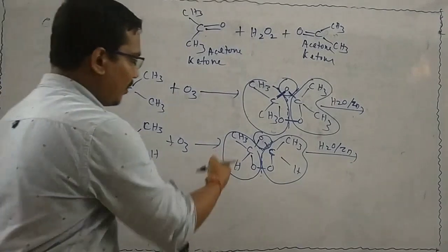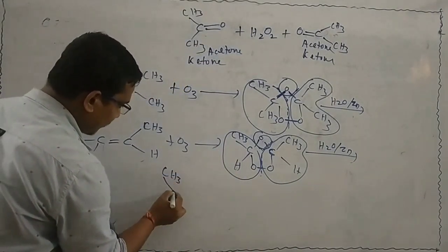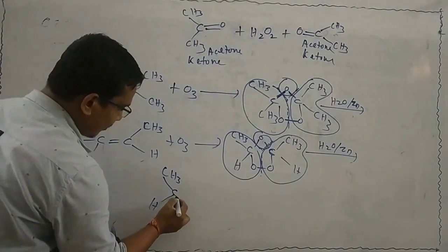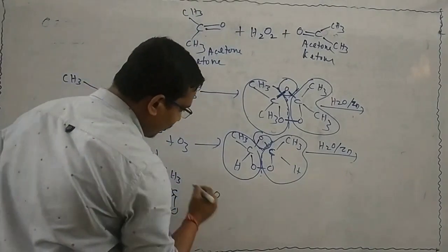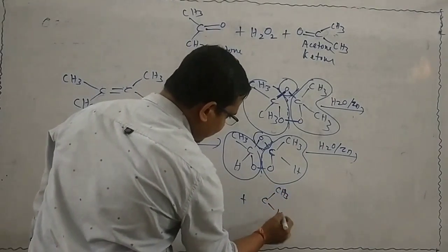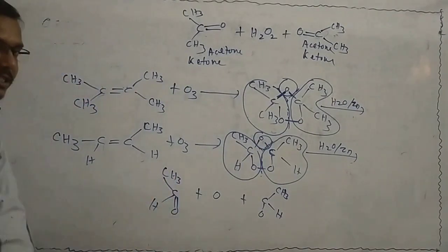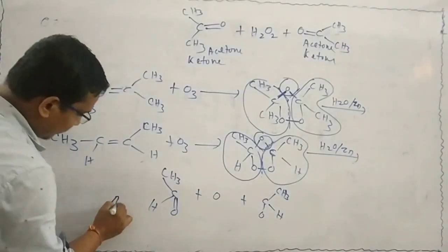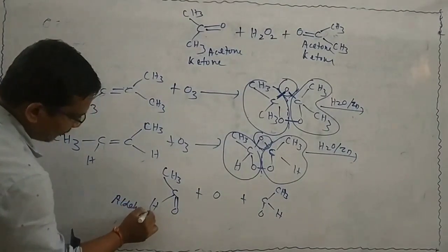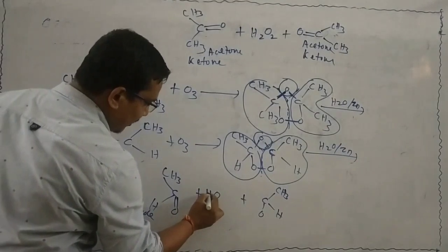Now, let me discuss these three parts that are formed. CH3, C, O, another is O, another is H, O. This is unstable, make a double bond. This is stable, that is your aldehyde, acetaldehyde. This is oxygen, it reacts with water and gives H2O2.